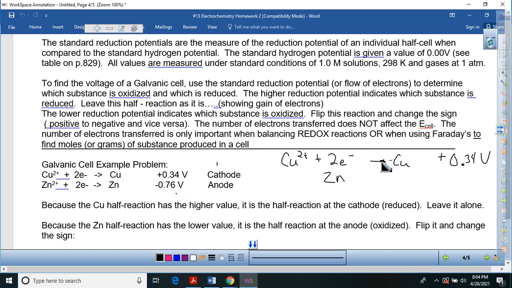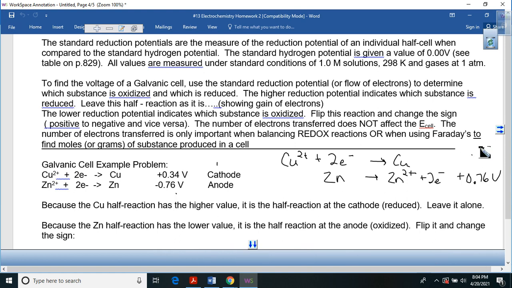So I need to flip this half reaction to show it losing electrons. And then when I flip it, I also have to make sure that I change the sign. And so instead of a negative 0.76, this is now a positive 0.76. Okay, and then at this point, once I have it flipped and I have the value that I need, I can add up the voltage.